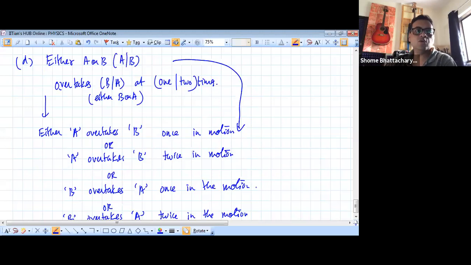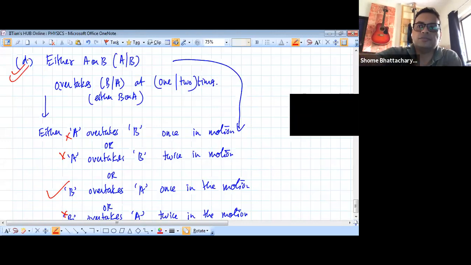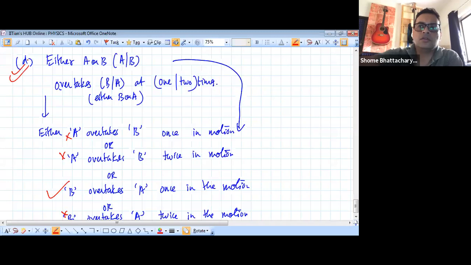इसका मतलब क्या होता है कि हो सकता है A B को overtake कर रहा है एक बार, हो सकता है A B को 2 बार overtake कर रहा है, हो सकता है B A को एक बार overtake कर रहा है, हो सकता है B A को 2 बार overtake कर रहा है. So all these different possibilities are there. Now we are seeing actually from the graph which one is correct, that B overtakes A and that too only once. So only this statement is correct. These statements are actually wrong, but because it is or, so that means the statement D is becoming what? The statement D is becoming correct. Okay, so this is clear.